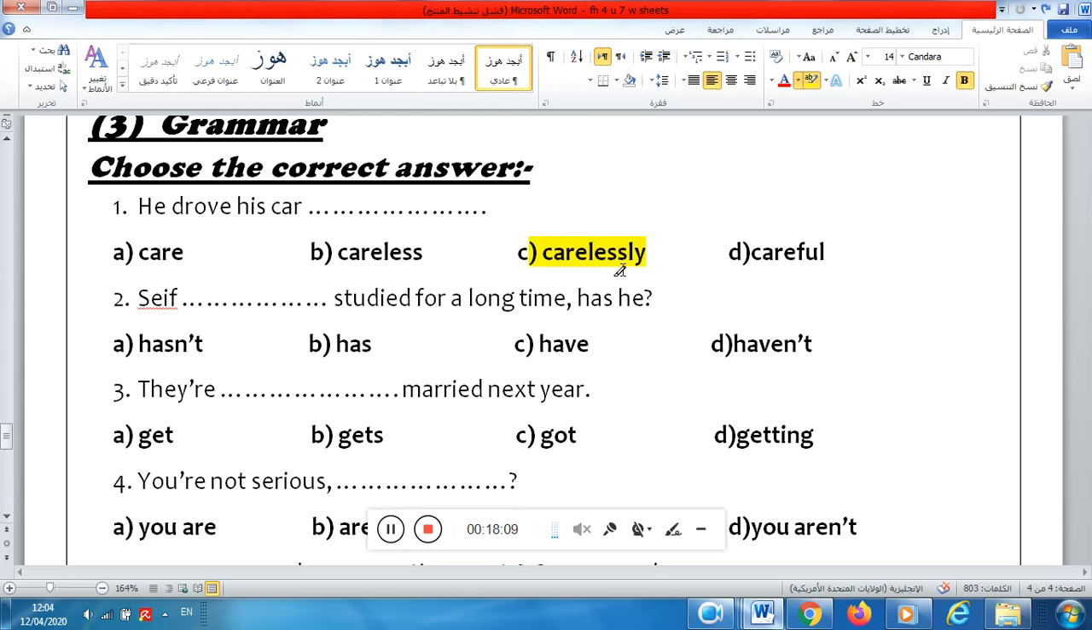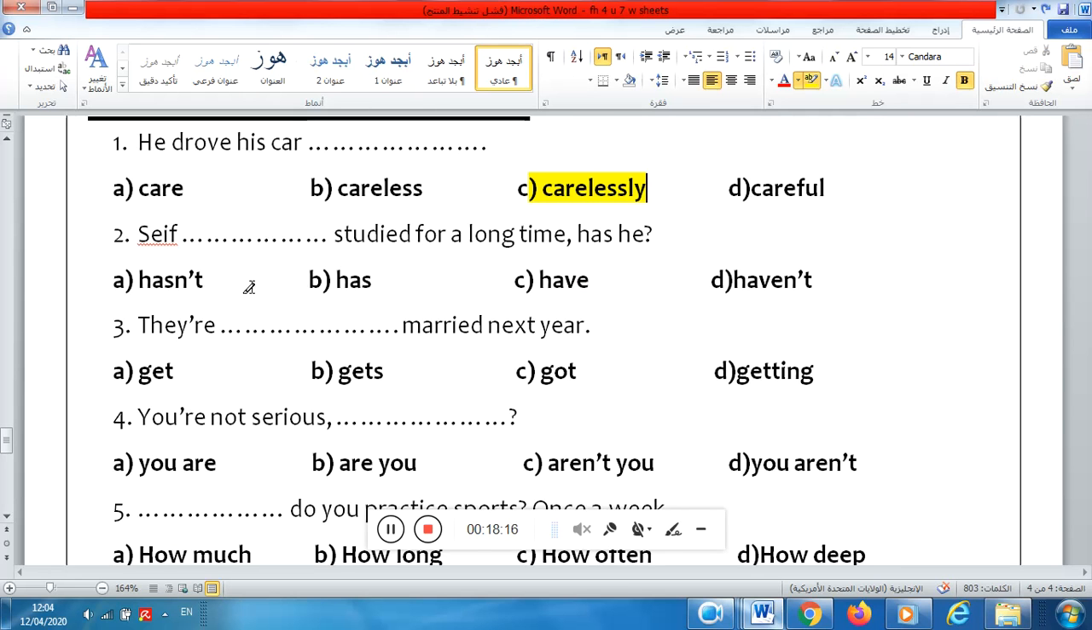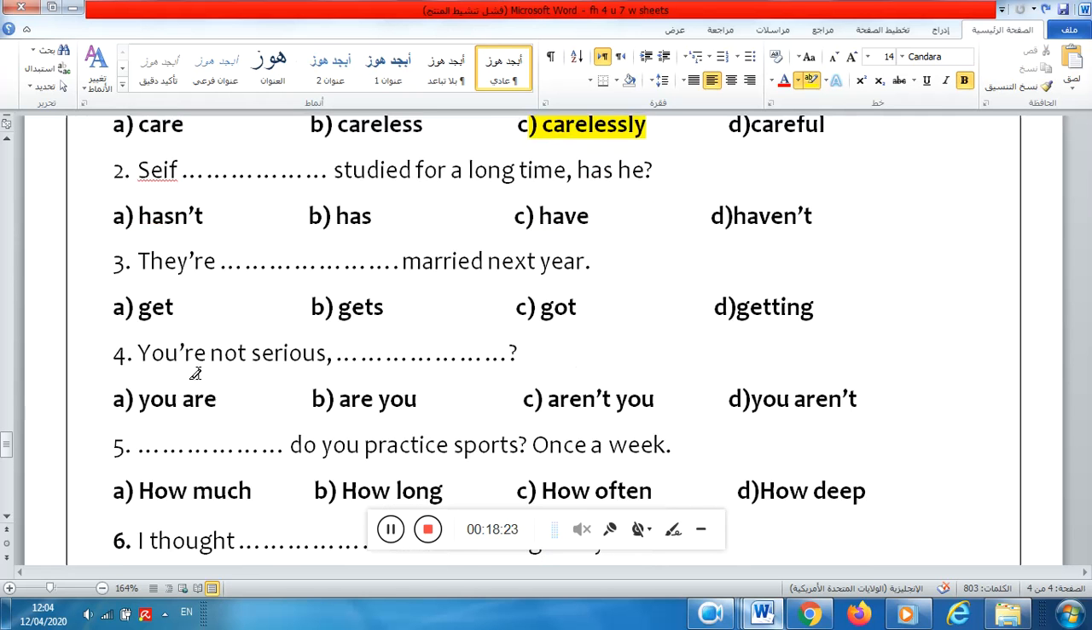An adverb, okay, describes a verb. Safe blank studied for a long time. Has he? This is a question tag, and we can make a deduction here. Since the question tag has he, so we have hasn't here.